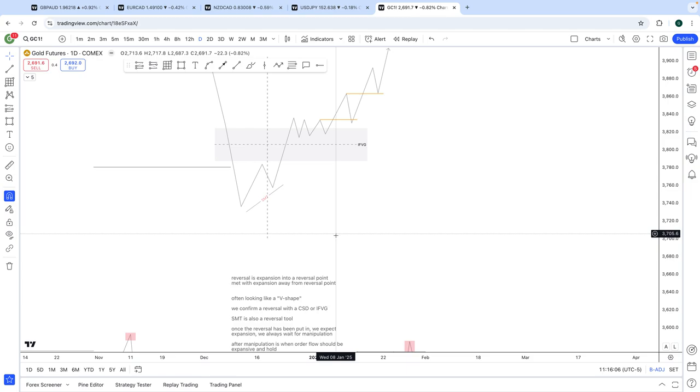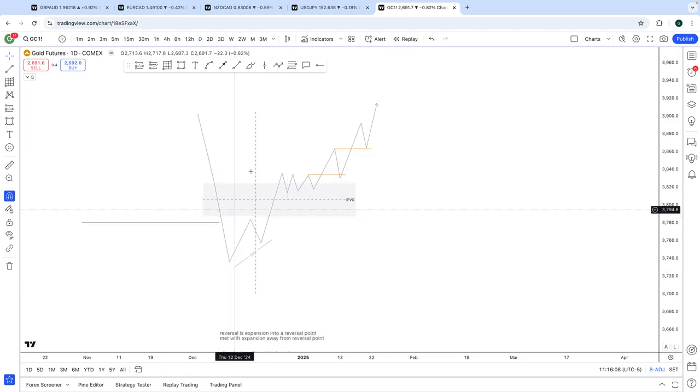So this is an example of an inverse fair value gap, just so we know, right? So let's say the previous day expanded. I know we've all seen this, where the previous day expanded to a key level, and the next day we expand back into the range, right? Let's say the CSD is way up here. Should you use an inverse fair value gap, right?